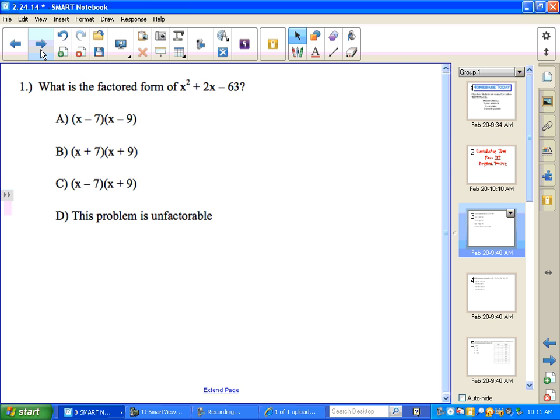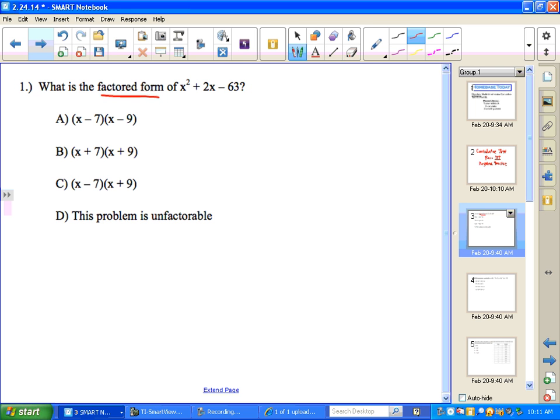Okay, number 1 says, what is the factored form of x squared plus 2x minus 63? So this is from Chapter 9, your green Chapter 9 packet. We also reviewed this with you guys, Mrs. Warnock did, when she did Keystone Worksheet number 2. So there's 3 terms here. You should first ask yourself, what kind of factoring do I need to do to solve this?